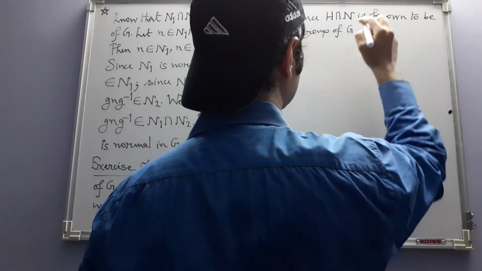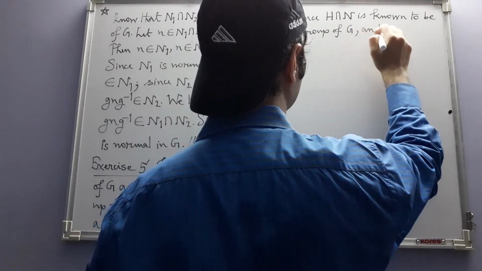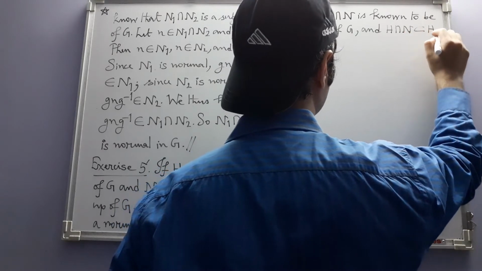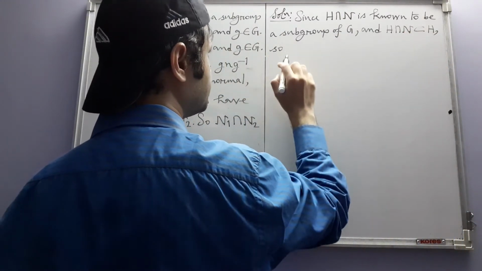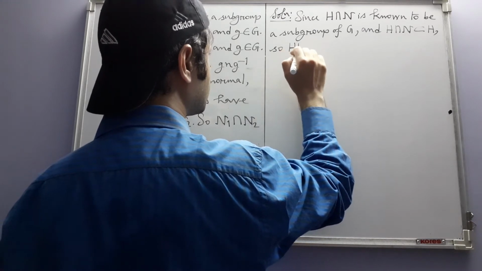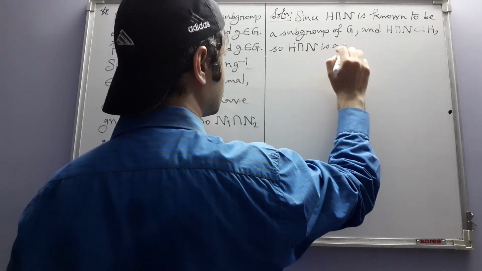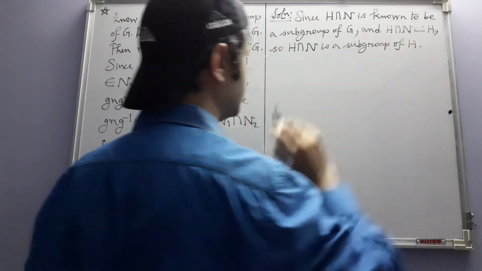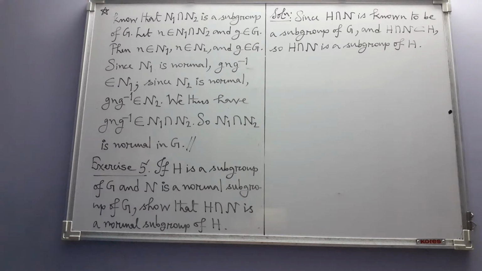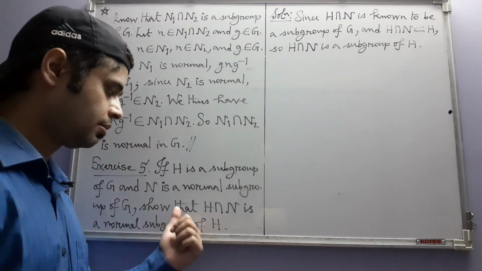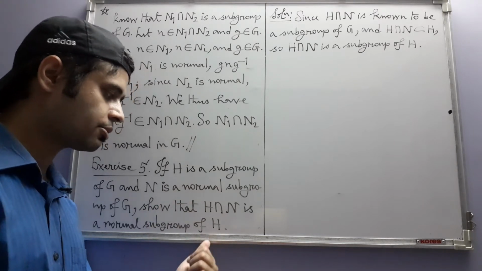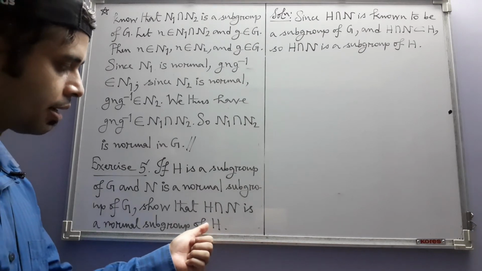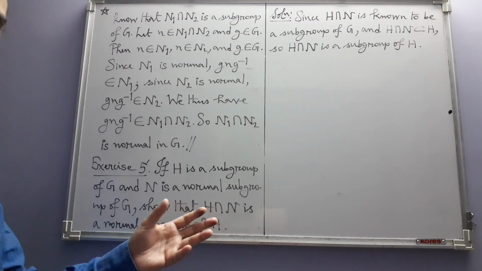So since this is known to be a subgroup of G, and in fact this intersection is contained in H, this is a subgroup of H. Now next we have to show it is normal in H. In H means that one element you are going to choose from the subgroup, the other element you are going to choose from the group, and that element now will be coming from H, because now our group is H, we are inside H.